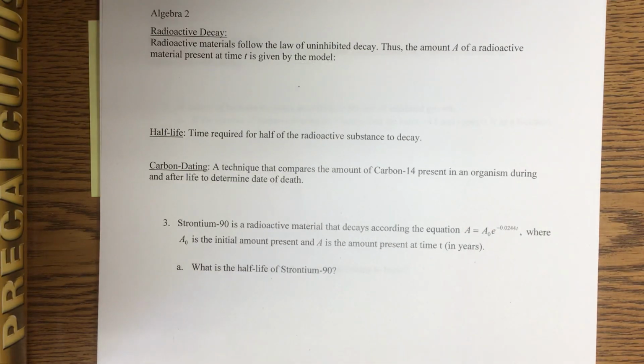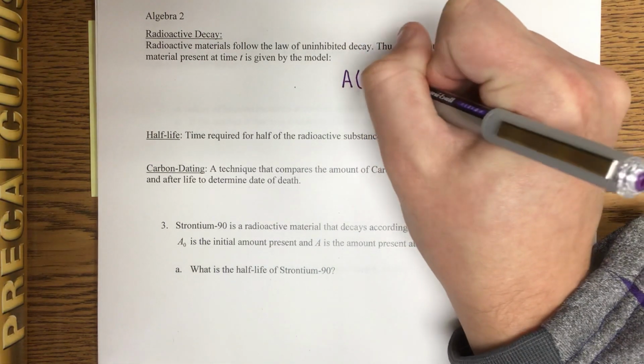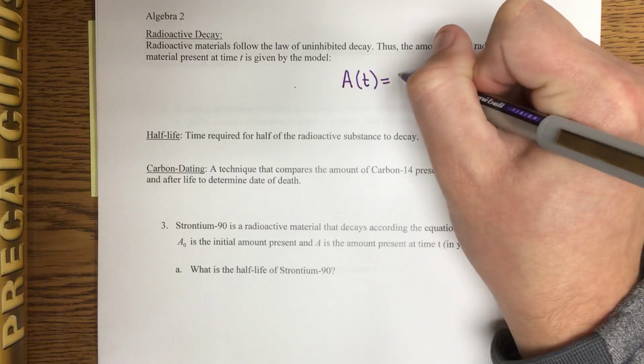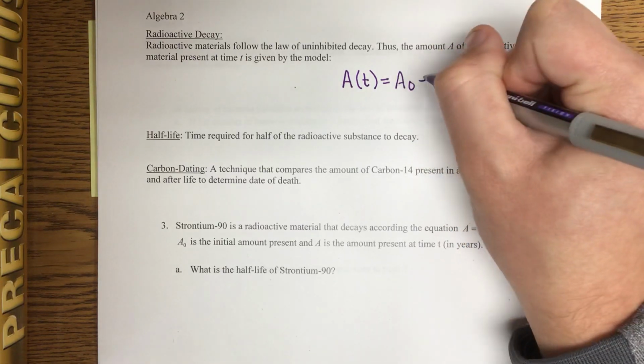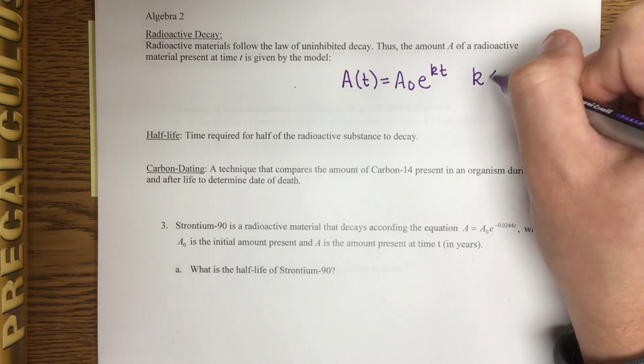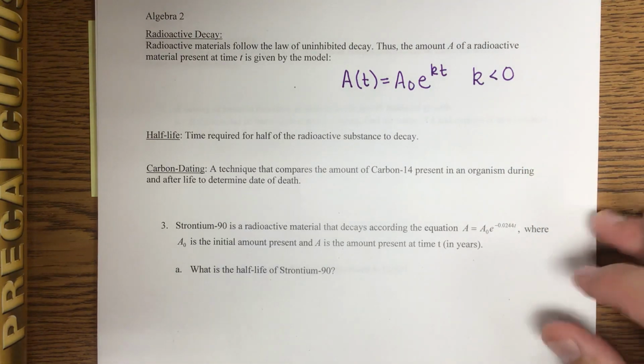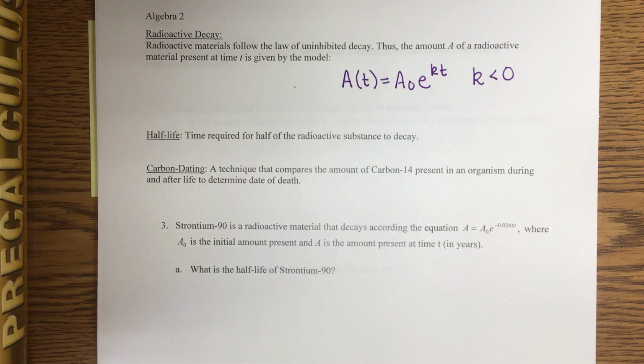So the last page here is going to talk about exponential decay. Exponential decay is going to look very similar to what we've been talking about: A of t equals a sub 0 times e to the k t power. But the difference is that k is going to be a negative number, not a positive number. And the best example of an application of exponential decay is radioactive decay and half-life.